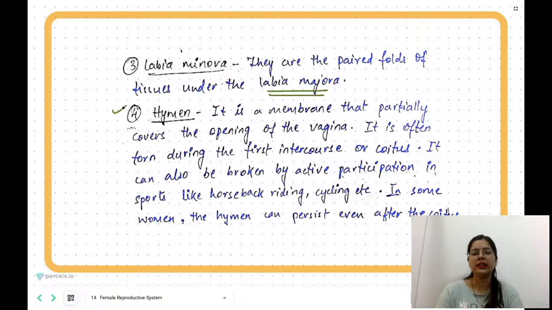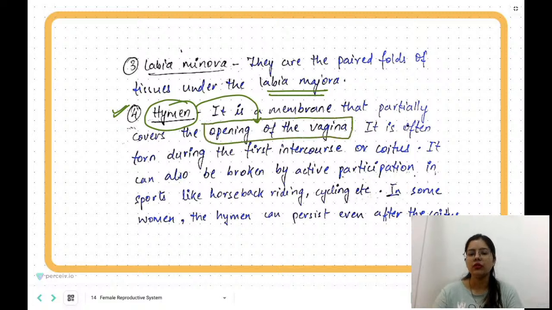And then there is ultimately your hymen. The hymen is a kind of membrane which covers the opening of the vagina. It is a short flap-like, thin membranous tissue that may be torn or broken during the first intercourse, or it can be broken because of active participation in sports also.